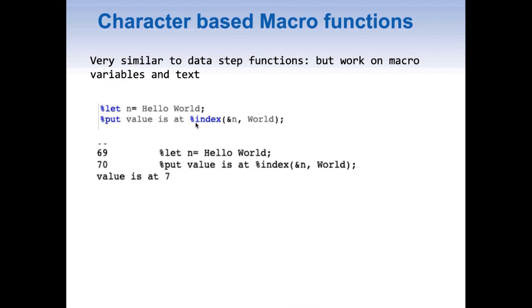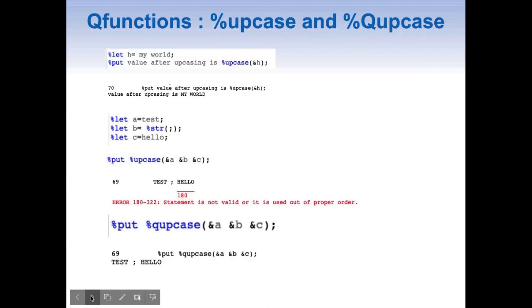Now, after this, let's look into what happens to our result. It finds the word world at the 7th position. This is again very similar to our data step index function, but we are using it on macro variables and comparing with the text. Now let us discuss another aspect of macro functions.